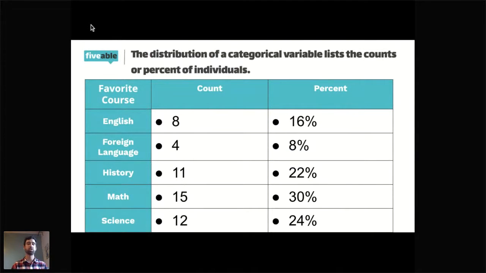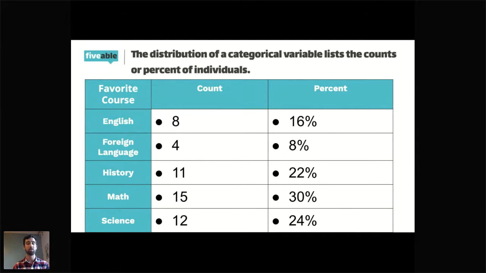Here's a great distribution of categorical variables. We can do two things with categorical variables. We can list the counts, so the actual physical number of people that chose that category, or we can show the percentages, so what percentage of people chose that category. Here is a survey asking students, what was your favorite course this past year? The different categories were English, foreign language, history, math, and science.